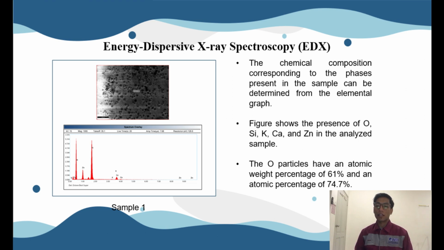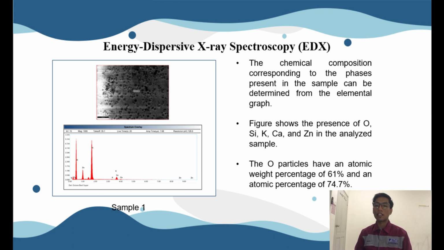For sample 1, the figure shows the presence of oxygen, silicon, potassium, calcium and zinc in the analyzed sample. The oxygen particles have an atomic weight percentage of 61% and an atomic percentage of 74.7%.